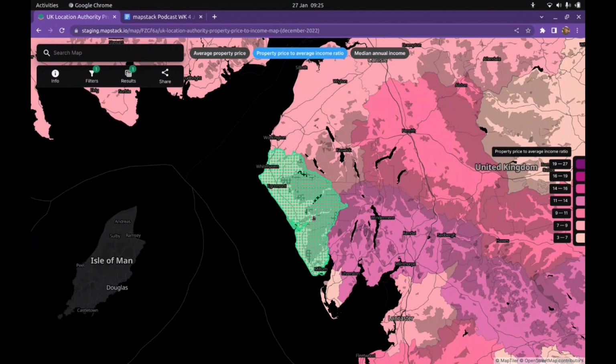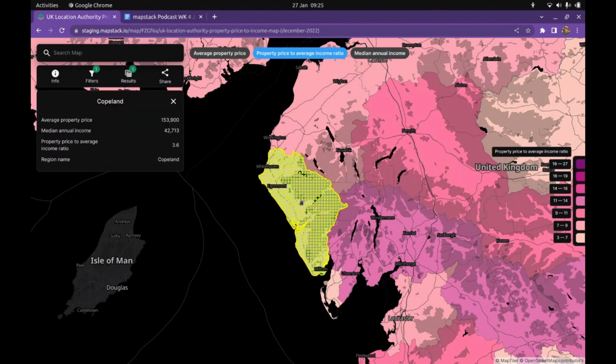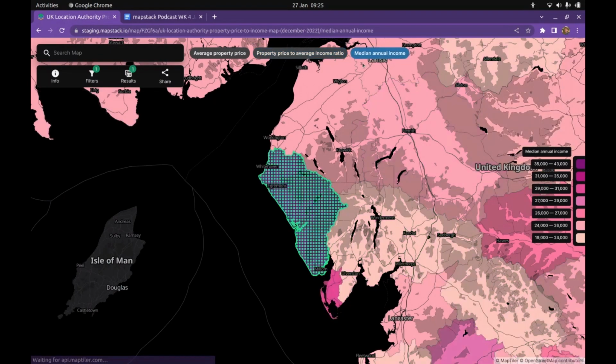We're not even north of the border there. This is still England, and it is Copeland, where the average property price is 153,000, and then the median annual income is 42,000. Now that's quite a high median income there. If I switch to the median income map, just see that coloured in.